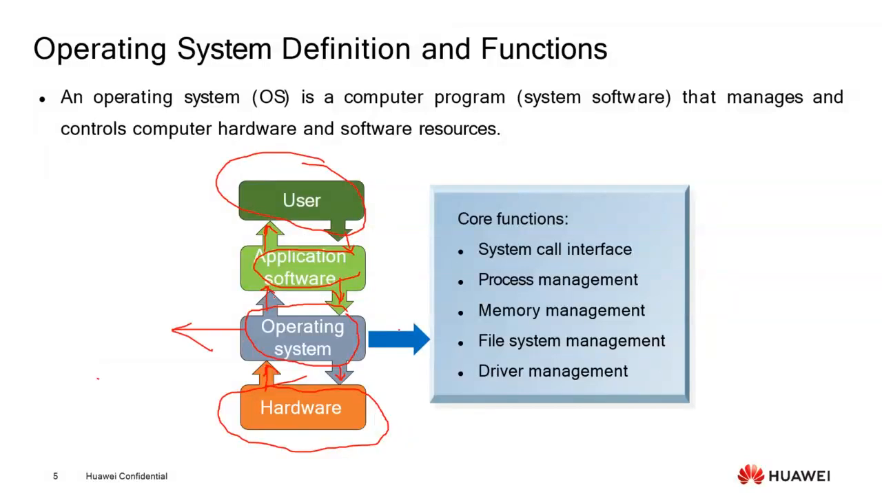So what are the functions of the operating system? Number one is the system call interface. It helps to call different functions in the operating system and make them perform these functions. And it also serves as process management.